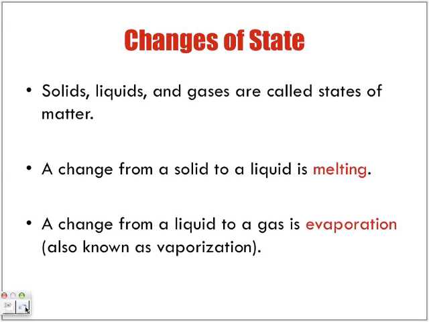A change from a liquid to a gas is called evaporation. Okay, so we're looking at the liquid evaporating. So think about a puddle of water that's been left over from a rainfall, and that puddle ultimately, with the heat and the temperature around it, will cause that water to evaporate. Okay, and sometimes evaporation is known as vaporization.